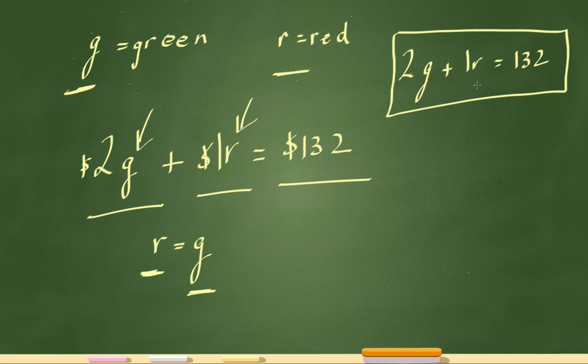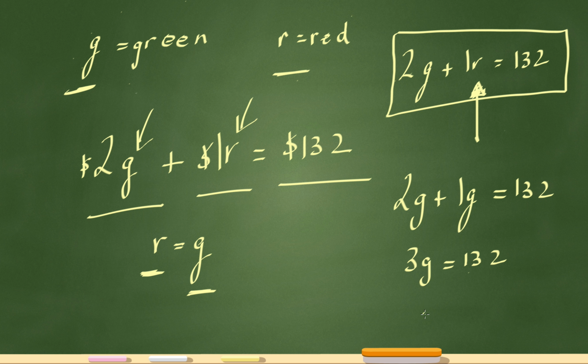So now I'm going to go back to my original equation. The question is saying how many green lollipops does the shopper purchase, right? So instead of the R, since I know that R is the same exact thing as G, I'll replace that R with G. So that'll be 2G plus 1G equals 132. All I've done is replace that R with G. 2G plus 1G is 3G. 3G equals 132. And then G will equal, 3 times 4 is 12.